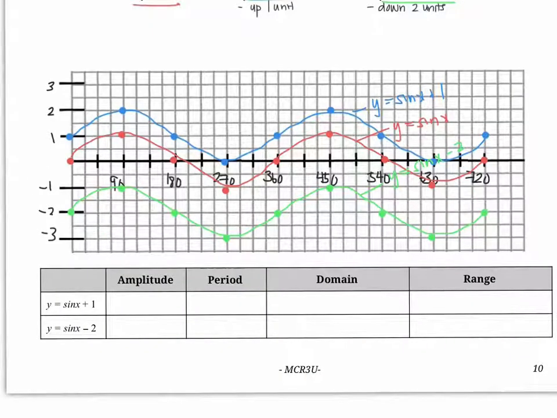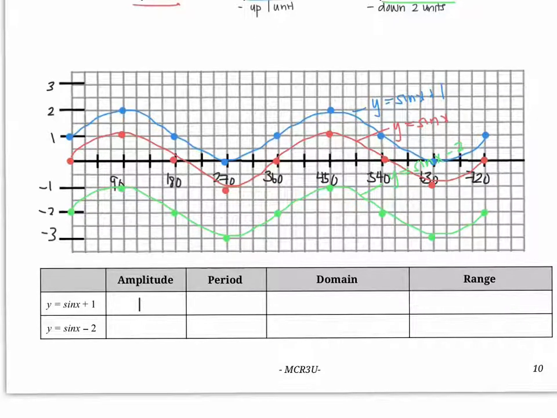Now let's start filling out some information about these graphs. So after we've shifted it, now we can take a look at what's the amplitude, period, domain, and range of these newly transformed graphs. So taking a look at sine x plus 1, which is the blue one, what's the amplitude? Have we stretched it at all? What is the distance from the middle of this graph to the top? Well, the middle of the graph is now at 1 because it was shifted up 1, and the distance from 1 to the top is still 1 unit. The amplitude has not changed, so our amplitude is still 1.